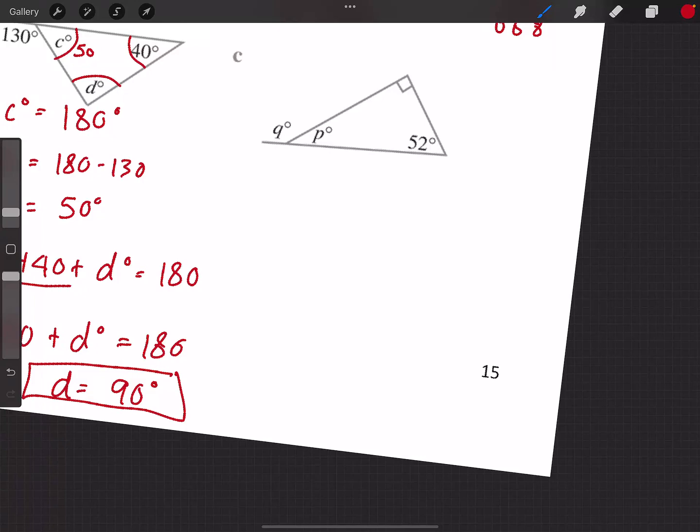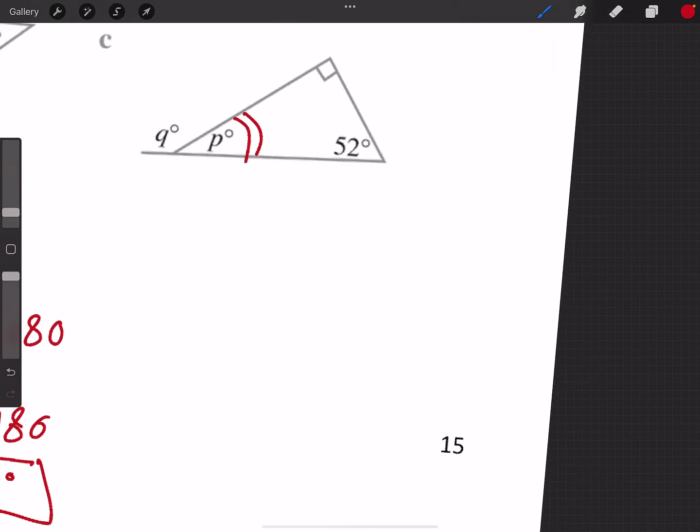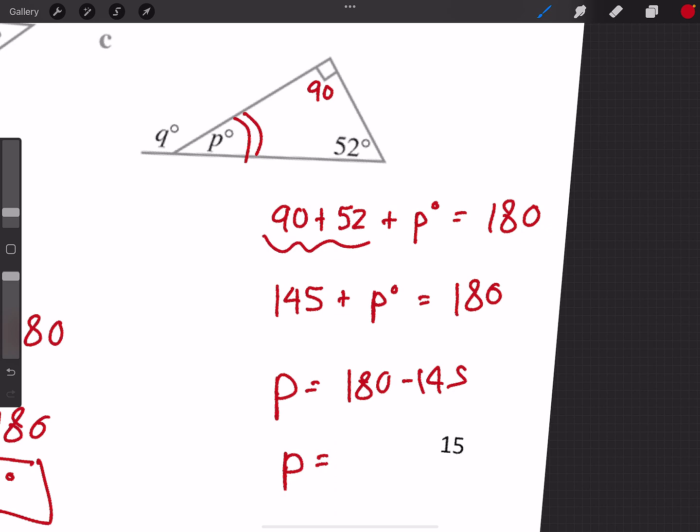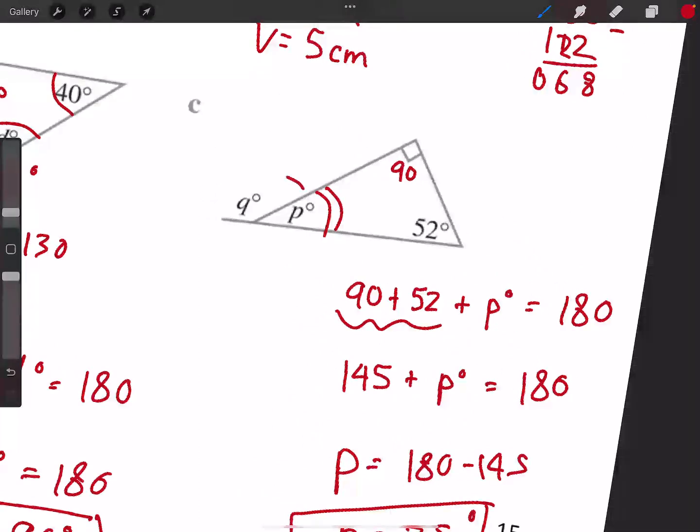Okay, you've got 90 degrees, you've got this angle which we don't know, but we do know this is 90 degrees. So we've got 90 plus 52 plus the angle P is equal to 180. Now this one is 145 plus some angle is equal to 180. So that angle is 180 take away 145, and angle P is equal to 35 degrees. Now angle Q is equal to 180 take away that 35 degrees, which equals 145 degrees, and this is your angle Q.